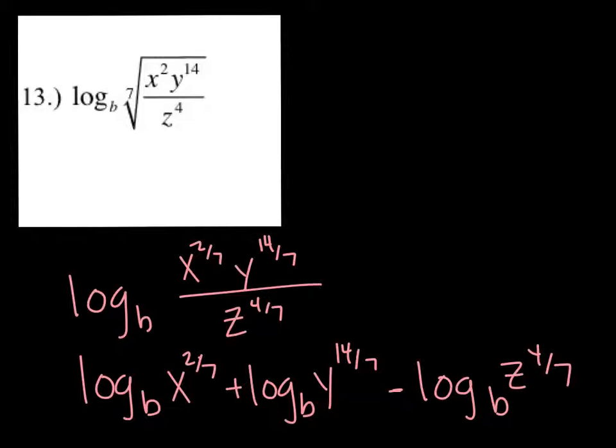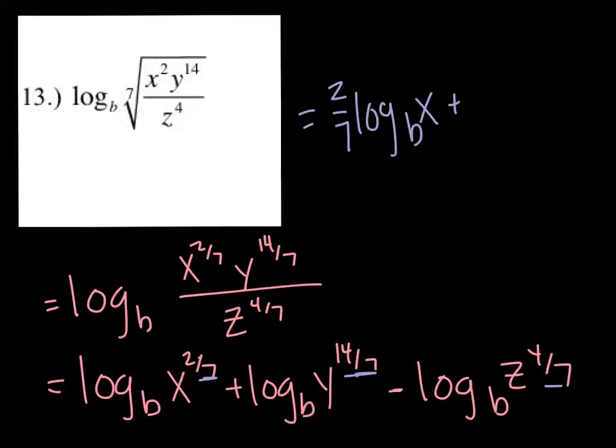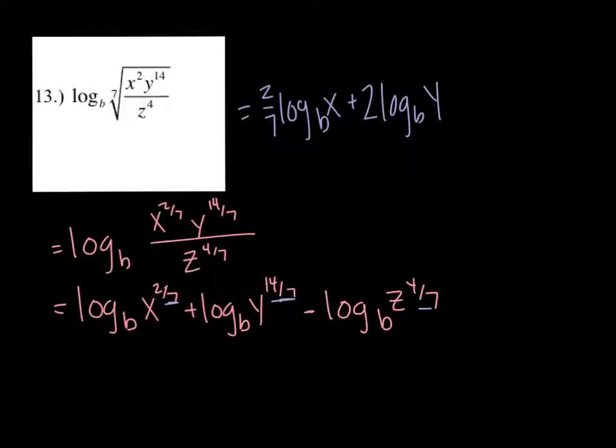So the last thing you guys have to do is pull out all of those exponents to the front of your expression. So your final answer is going to be 2/7. Can't reduce that, so we'll just leave it. Log base b of x plus 14 over 7 is 2. So 2 log base b of y. And then minus 4/7 log base b of z. And then that would be expanded.